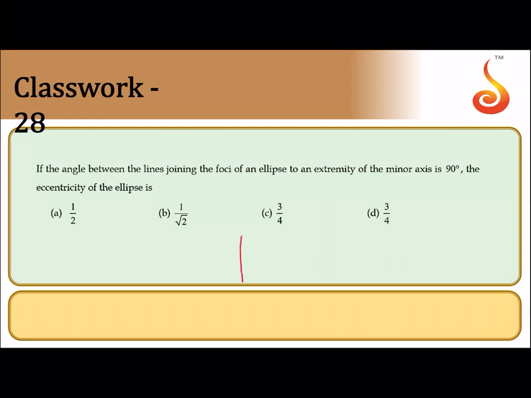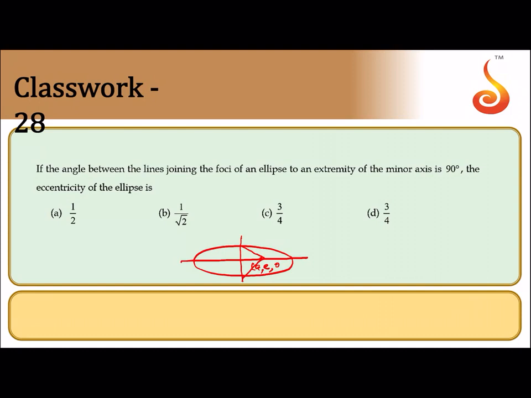28. If the angle between the lines joining the foci of an ellipse to an extremity of the minor axis is 90 degrees, then find the eccentricity of the ellipse. This ellipse is given to us. The foci are at (ae, 0) and (-ae, 0), and the angle between the lines joining the foci to an extremity of the minor axis is equal to 90 degrees.